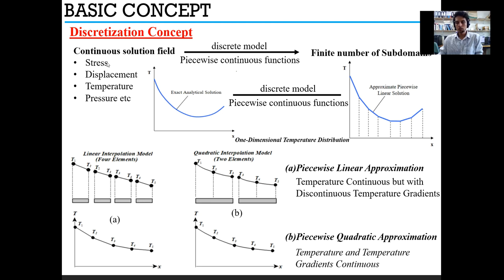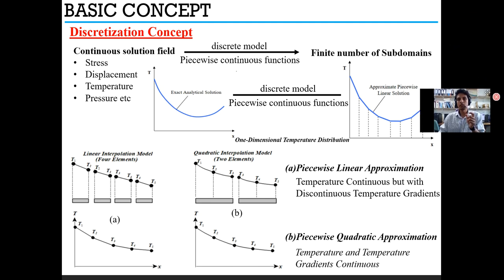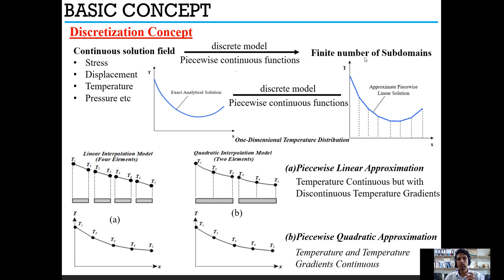First of all, what we need to do is discretize this model into a piecewise continuous function, and that will make a finite number of subdomains. So here you can see if we discretize this model into a piecewise continuous function, it will separate into various parts, and this is the approximate piecewise linear solution. We can integrate that and get the area. And if we discretize it as much as we can, we will get the exact value, or get near to the exact value.